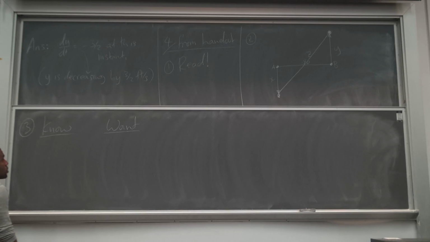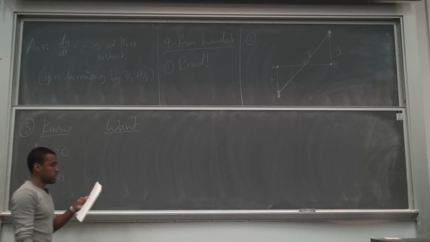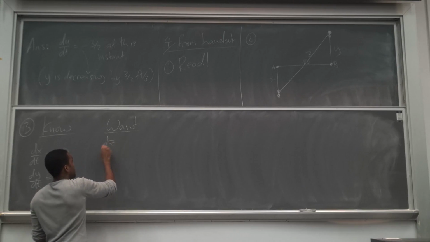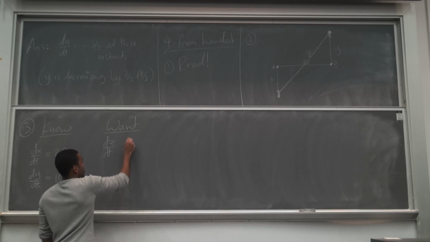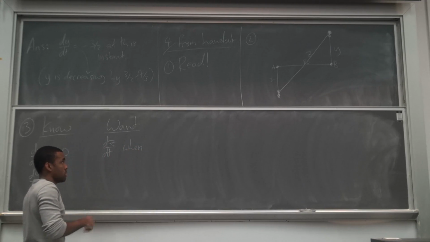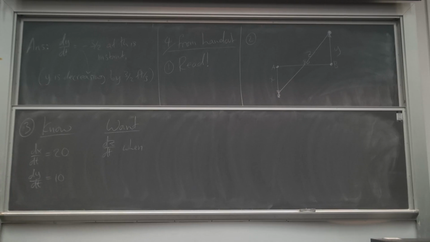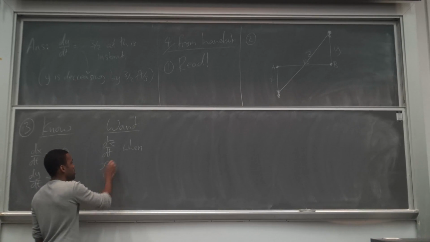Okay, so what do we know? I know dx/dt, I know how fast ship A is moving. What is that? 20 miles. So the length x is increasing at a rate of 20 miles per hour. dy/dt is 10. And what do I want? I want the rate at which the distance is changing between them. When do I want it? How do I describe that in terms of the variables I have? t equals 2. What would x be? What would y be?